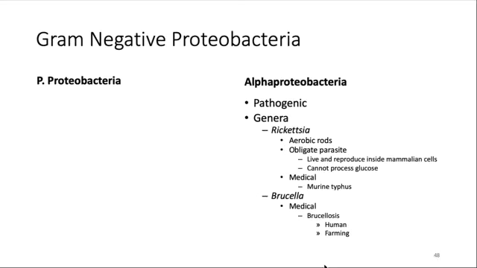Then you have the pathogenic groups. For the pathogenic genera, you have Rickettsia being a genus, and Brucella being a genus. Rickettsia are aerobic rods, but they are intracellular. They mainly live in cells of mammals, as intracellular obligate parasites. So if they are outside the cells, they cannot live by themselves.